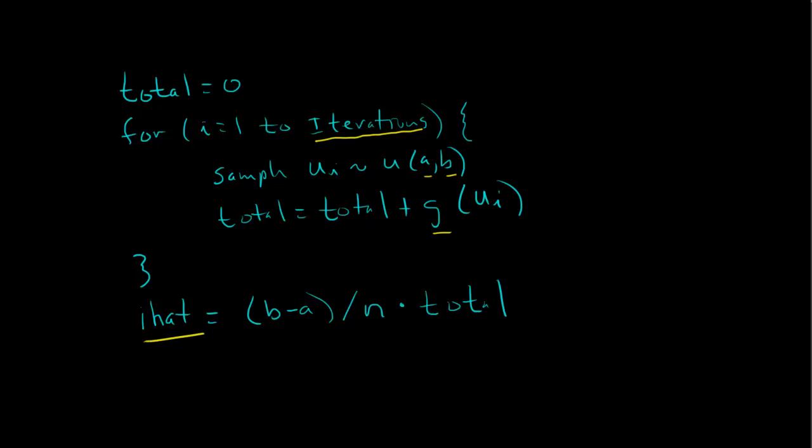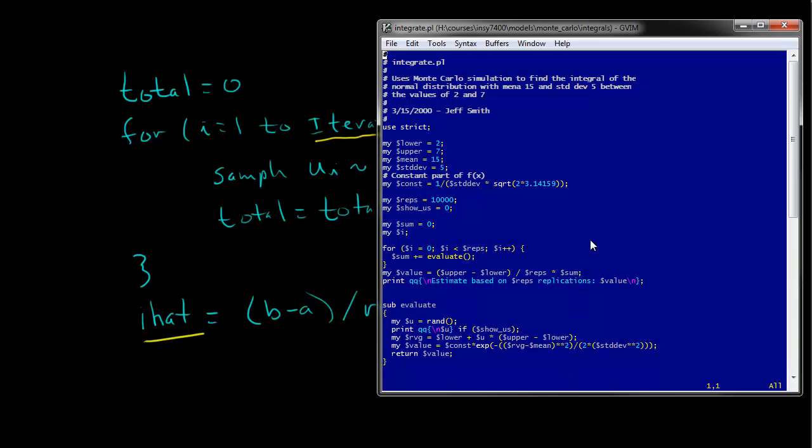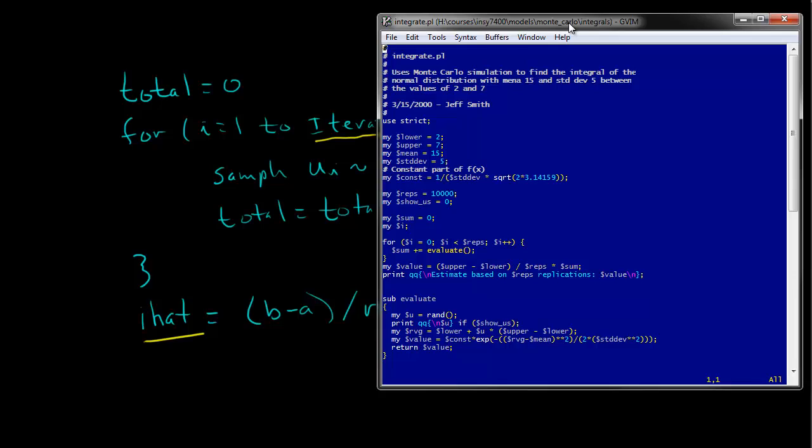And so if you're interested, here's some Perl code that actually does this Monte Carlo integration. Let's see what I have here. You can see that I've used lower and upper to represent a and b. I have the mean and standard deviation that's part of my g function down here. And then I define a constant part of f. Looks like I'm doing the normal distribution here. I do 10,000 replications, and then I have just a Boolean variable to tell whether you're going to show intermediate results. And so here's the main loop that I have.